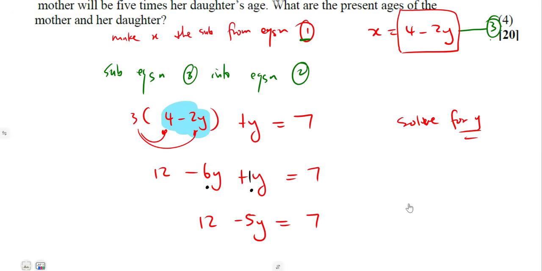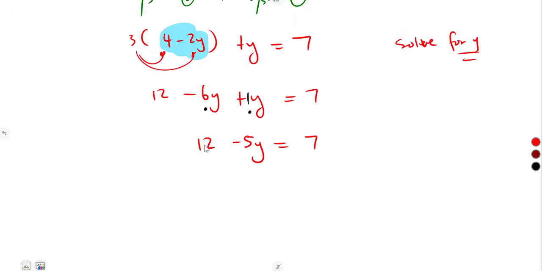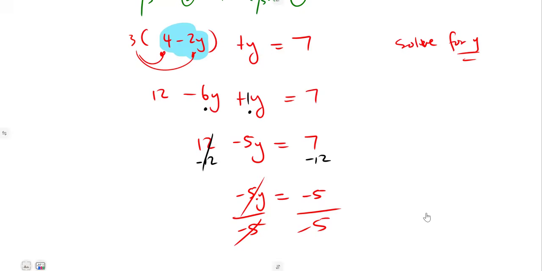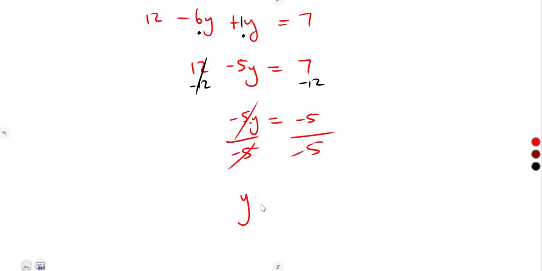So I can solve for y here by simply getting rid of this 12, which is affecting y. So how can I do that? Subtract 12 on both sides. So that's minus 5y is equal to 7 minus 12. That's minus 5. A product, so divide. Dividing by minus 5, these two can cancel. And that's y is equal to a positive 1.